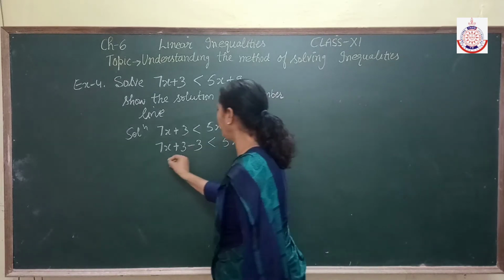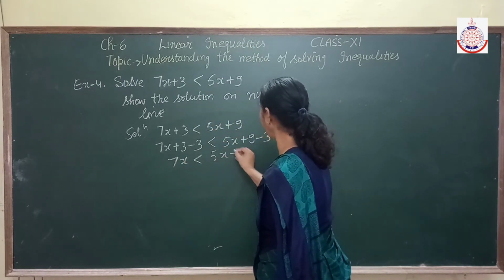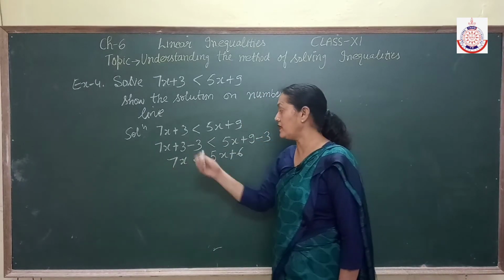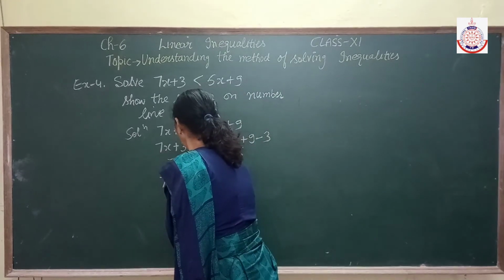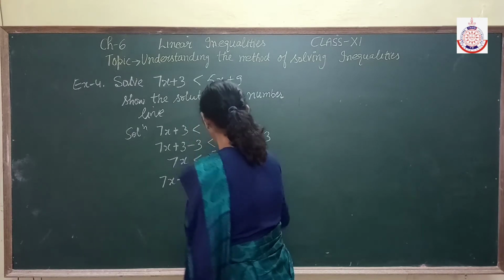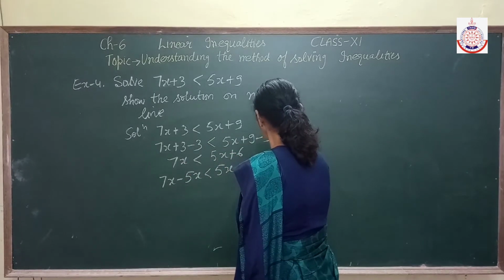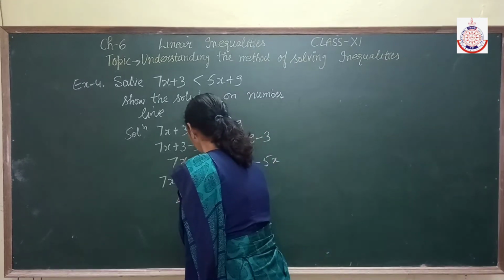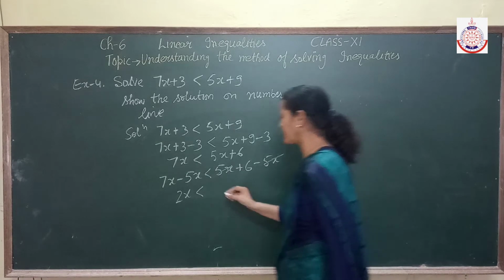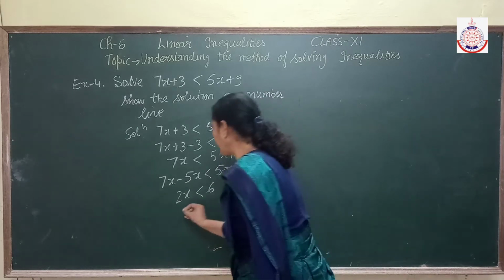3 and 3 will get cancelled. We are having 7x less than 5x, 9 minus 3 would be 6. Now this 5x should be on that side, means subtracting 5x from both sides. Our motive is to remove the number, means opposite is to be written. Minus 5x. 2x strictly less than 6, and 5x cancelled. Now 2 is to be moved, means dividing both sides by 2.